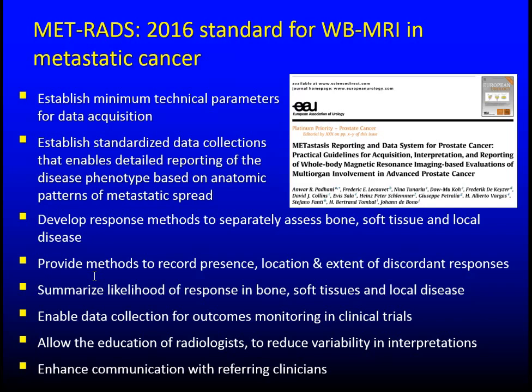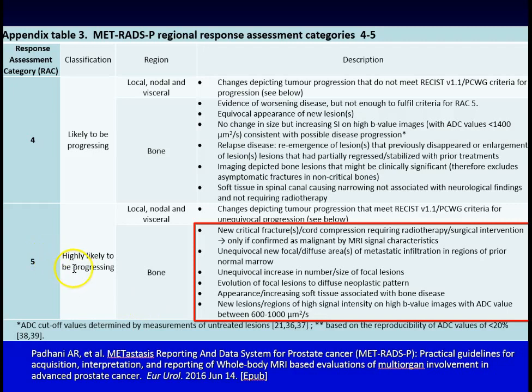Now, one of the things that it has been recommended is that response is graded on a scale of 1 to 5. So here is a grade 5, meaning that the patient is highly likely to be progressing. And here are the criteria for disease progression. So the appearance of unequivocal new lesions, an increase in the size of lesions, when focal lesions become diffuse pattern, when you get increasing soft tissue disease, for example.